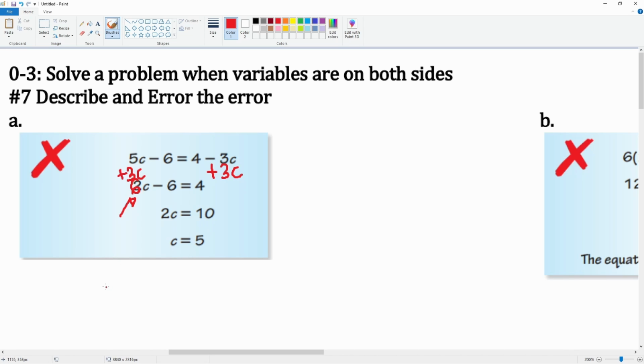Okay, the second step should be 6c minus 6 equals 4. This should be step 2. This was the error right here. Step 2 should, you can write the word should, be 6c minus 6 equals 4. So this is how you explain the error. The error on step 2 should be 6c minus 6 equals 4.